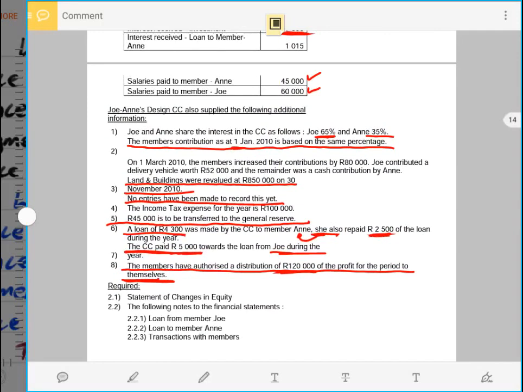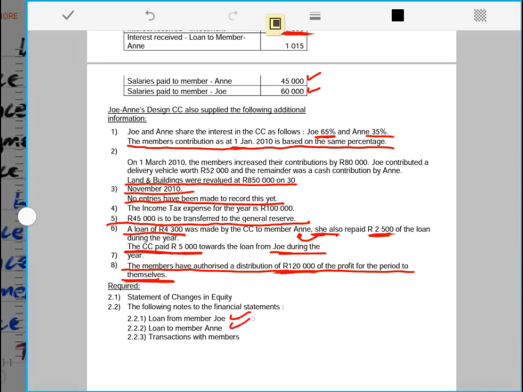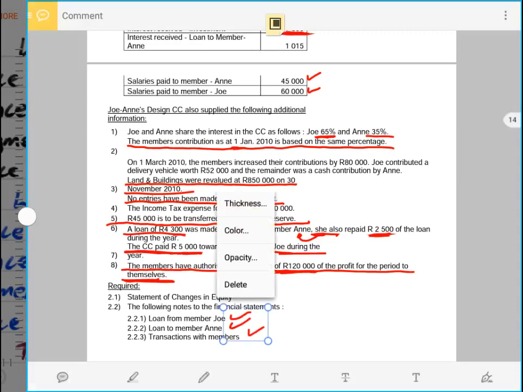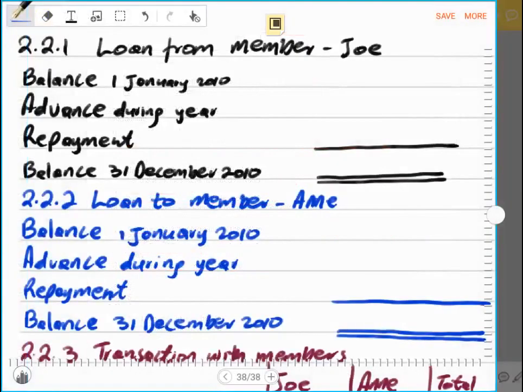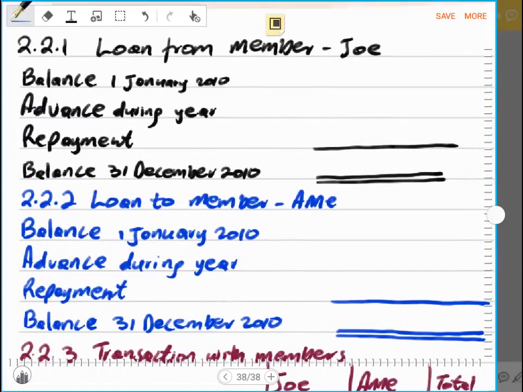Then after we can do the second, third, and fourth requirements, being 2.2.1, 2.2.2 and 2.2.3: a loan from a member Joe, a loan to a member, and transactions with members. So now we go straight to the recording of the notes. I've already done the template for you beforehand so that we waste no time but focus on the key elements in doing all this calculation.